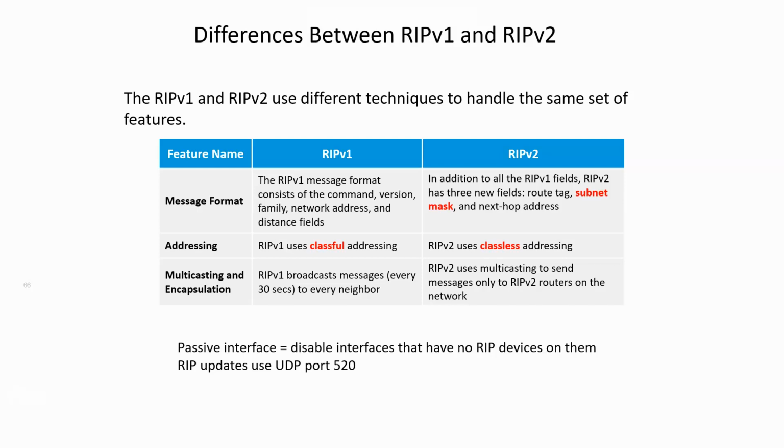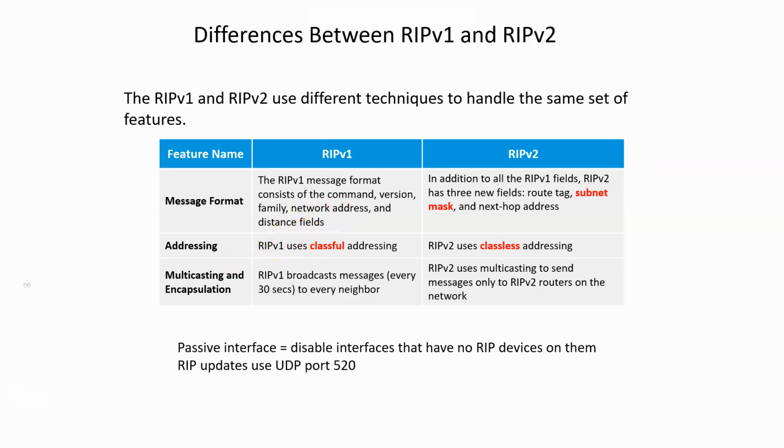I want to try to finish RIP here. We should be able to. There's only a couple of slides before we take the break. RIP v1 and RIP v2, the message formats. V1: command, version, the family, network addresses, and the distance fields.